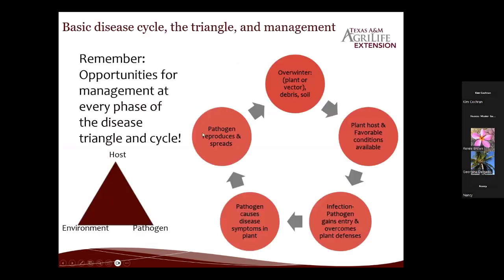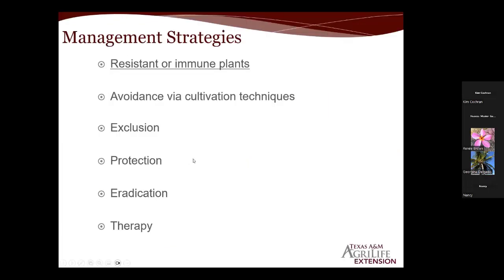All right, so we're going to go through disease management. And again, just a reminder of these two topics, the disease triangle and disease cycle. There are points on each of these where you can try to basically break the cycle and disrupt the disease epidemic or prevent it from happening. So the best one is resistance in immune plants, avoidance through cultivation techniques, excluding the pathogen, protecting the plants, eradication of the pathogen, and therapy. These first ones focus on prevention and the last two on treatment.